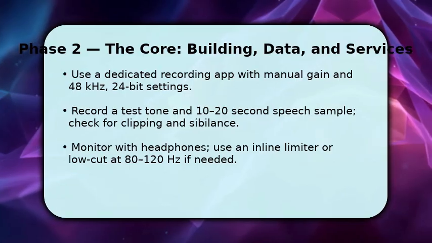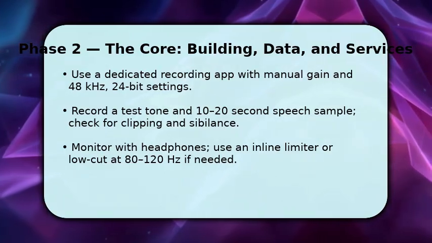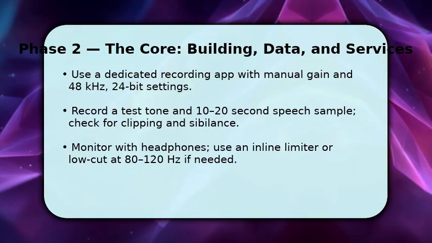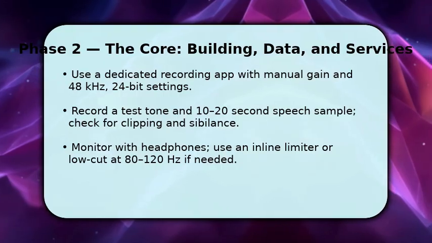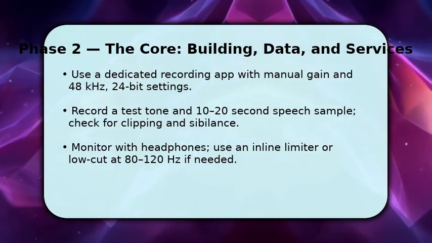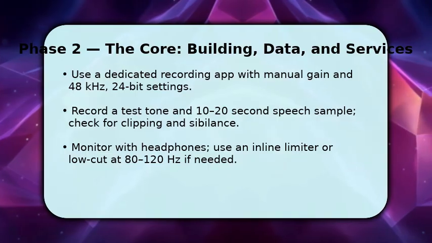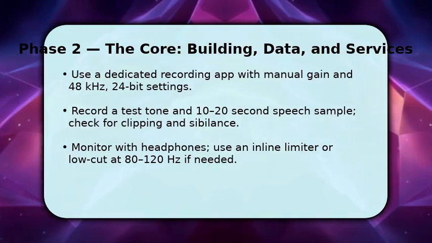Once done, monitor with headphones to catch sibilance, plosives, or rustle. If low rumble appears, engage a high-pass filter around 8120 Hz. Make multiple takes with consistent distance. Keep notes about mic placement and app settings for repeatability.